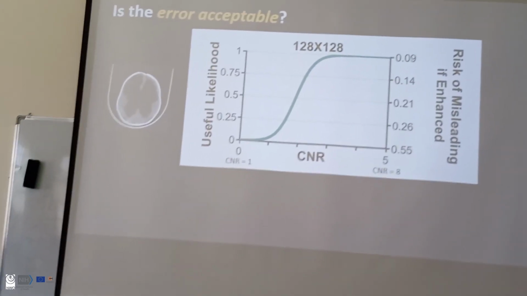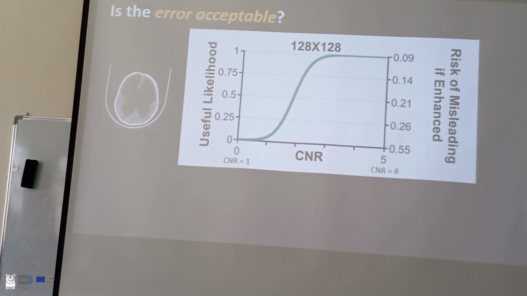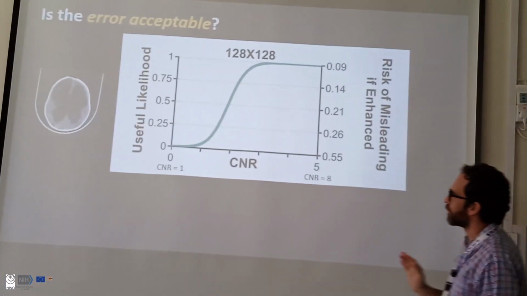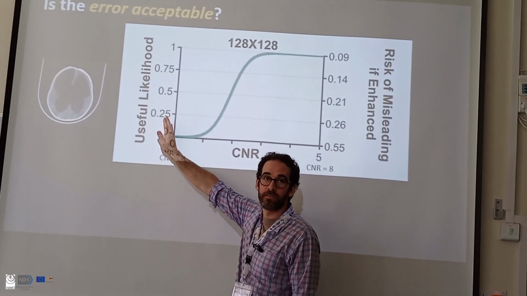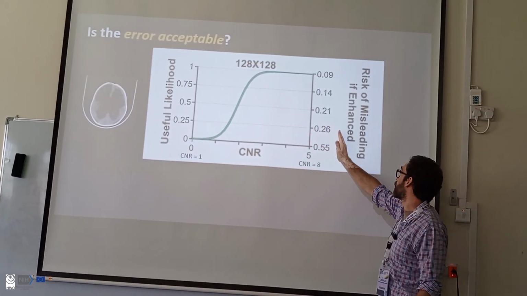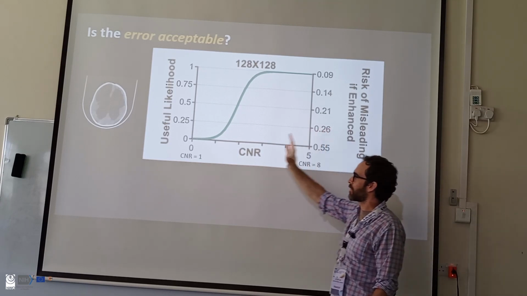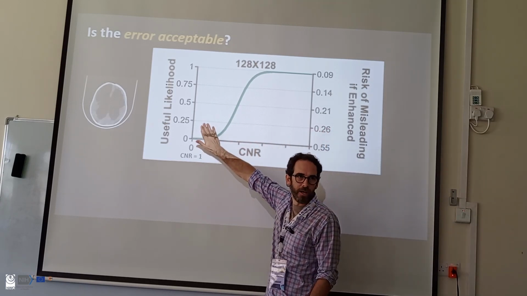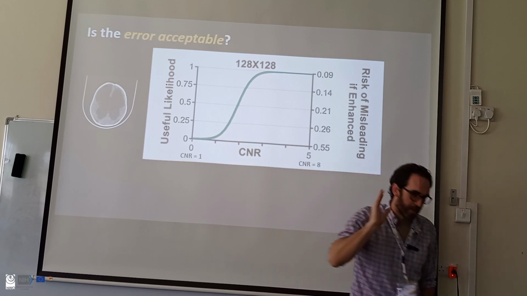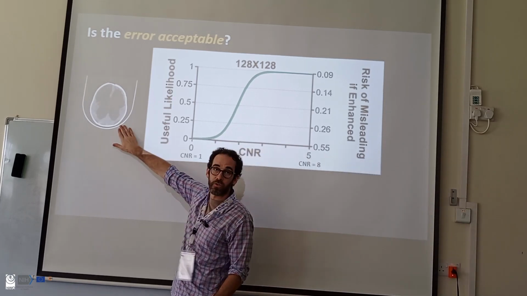So we developed a new logistic regression, which includes the usefulness likelihood of a degraded image. And on this axis, you can see the risk of misleading if you enhance the degraded image that you have for this site. So I'll take you through how that works. So if this is our image, this is our ground truth CT image, right?